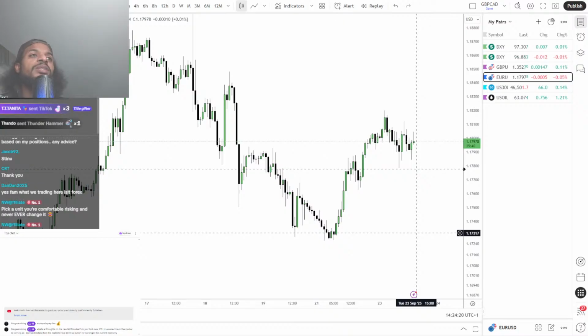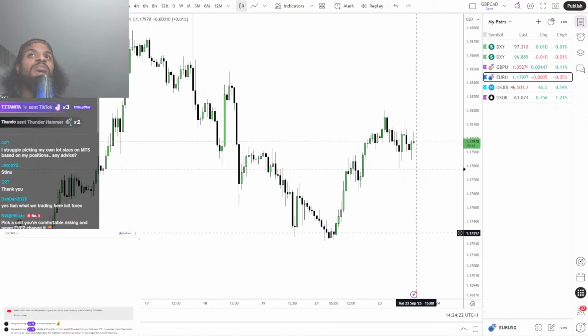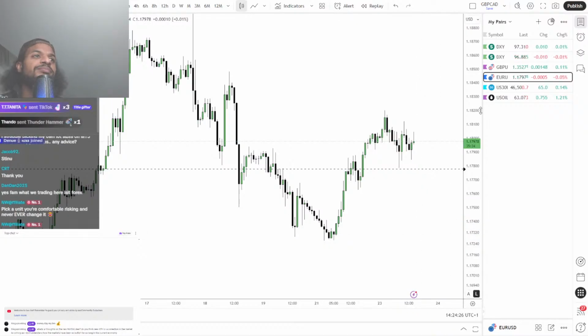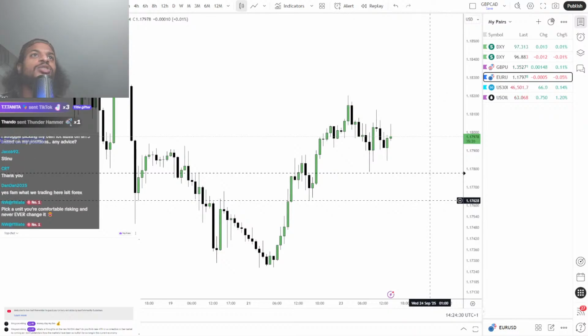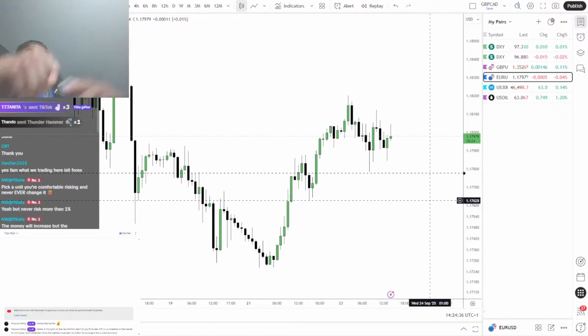Yeah, the percentage will be the same. That's not what I'm saying, but that percentage doesn't mean the lot size is the same. It doesn't mean that. As you grow the account, the lot size will change. Because if you're increasing your account size, the lot size will change.